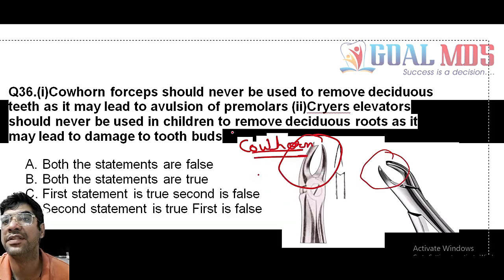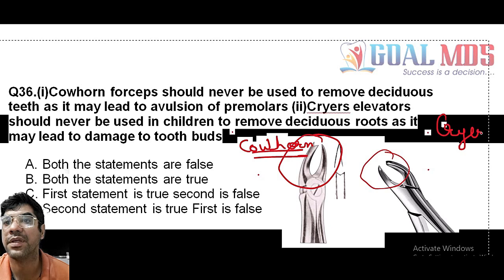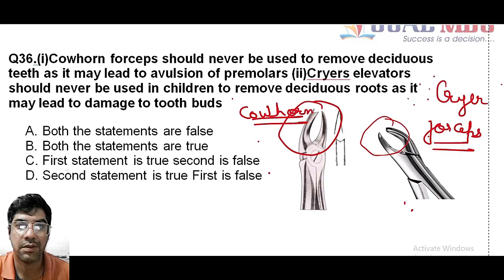And this one is the cryer forceps. So cryer forceps are the dental instruments used to elevate and extract the teeth.